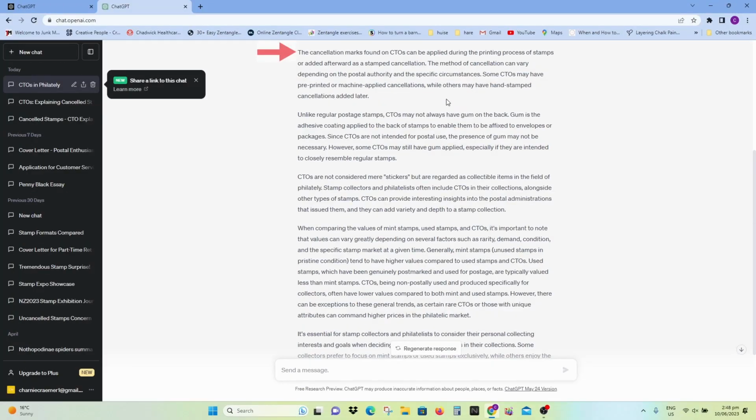Okay, the cancellation marks found on CTOs can be applied during the printing process of stamps or added afterwards as a stamped cancellation. Okay, so they can actually do it while the stamps are printed. I heard that. The method of cancellation can vary depending on the postal authority and the specific circumstances. Some CTOs may have pre-printed or machine-applied cancellations, while others may have hand-stamped cancellations added later.